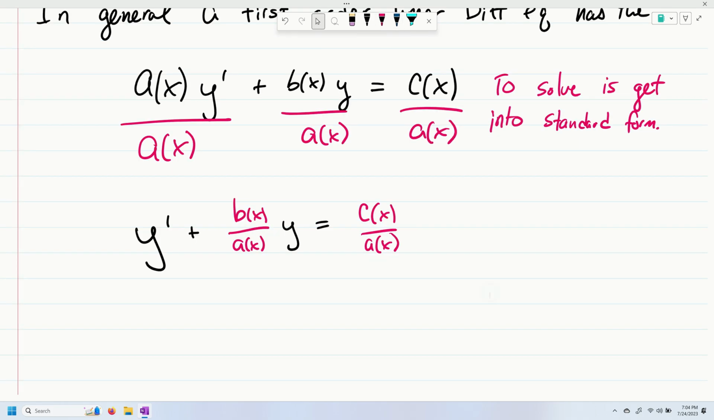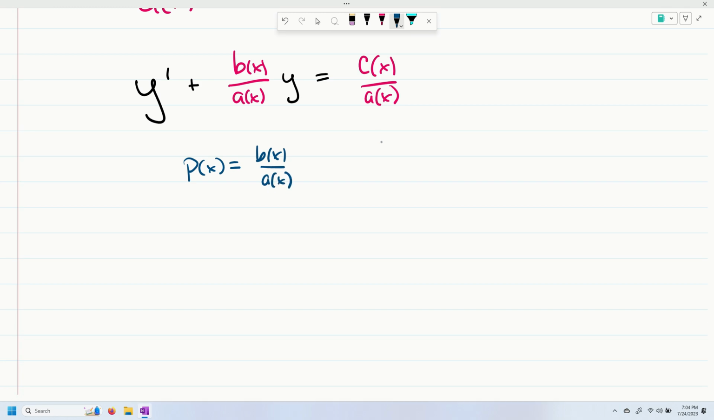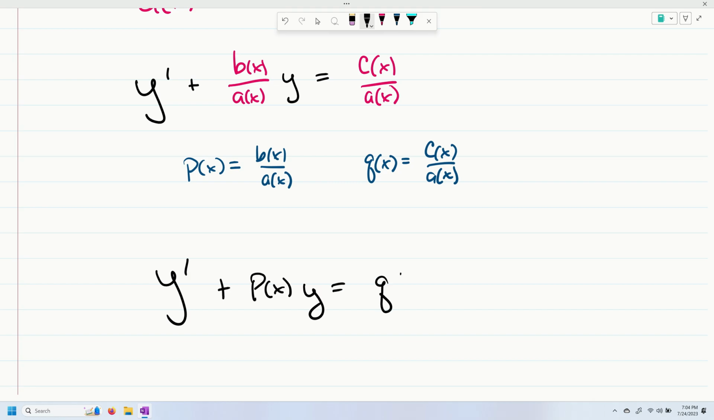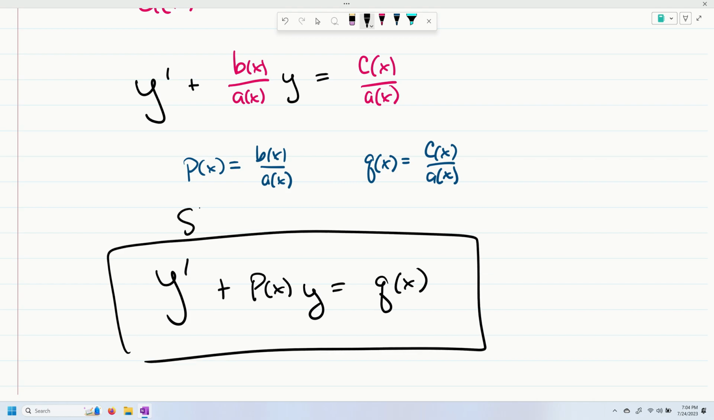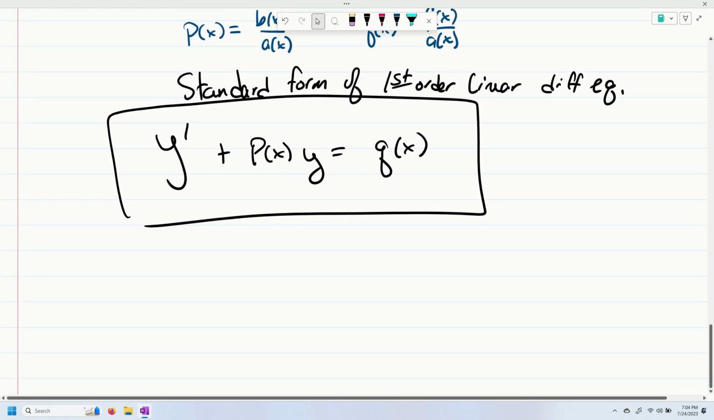Now, I'm just going to make a little substitution. I'm going to say p of x equals b of x over a of x, q of x equals c of x over a of x. And the only reason why I'm doing this is so it just looks cleaner. And here is our standard form of a first order linear diff EQ. Now, this may look very simple, and I agree with you, it is. All you gotta do is just divide by a of x.